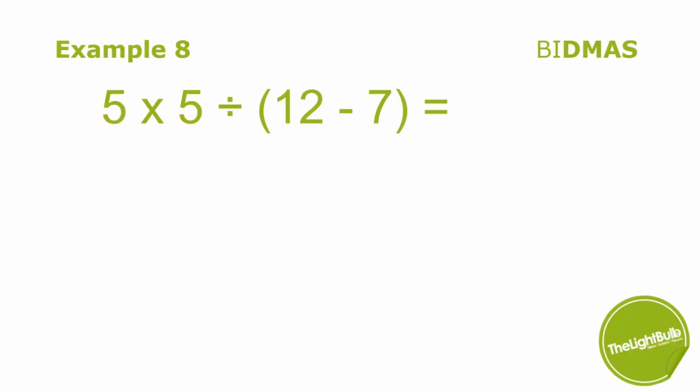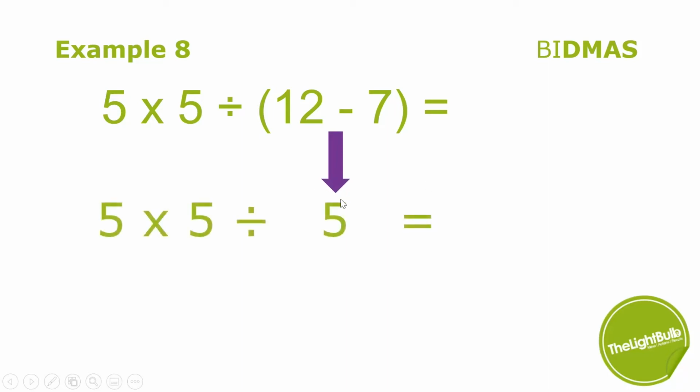Okay, so what we do using BIDMAS is we look at the brackets first. So 12 minus 7, that's inside the brackets. So let's work that bit out. 12 minus 7 is 5. We can then rewrite the sum beneath, and we have 5 times 5 divided by 5 for our second line. Still using BIDMAS, we've got to do the division next. So 5 divided by 5 gives us 1. We can rewrite the sum on the line beneath, and we end with 5 times 1 is equal to 5.